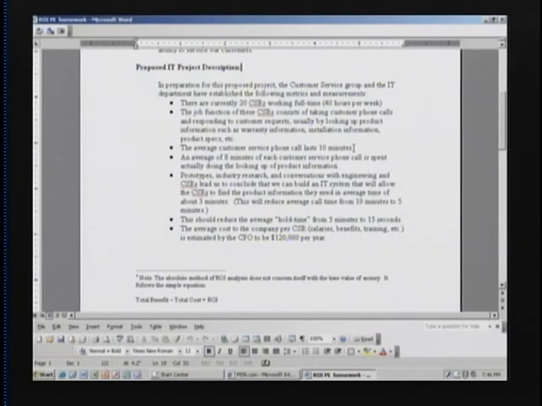So after the customer finishes being on hold for an average of 5 minutes, then he's talking to a human being, the CSR, for another 10 minutes. Okay? An average of 8 minutes of each customer service phone call is spent actually doing the looking up of the product information. So we ask the question, so what's happening in the other 2 minutes?